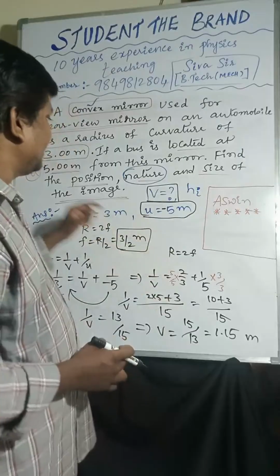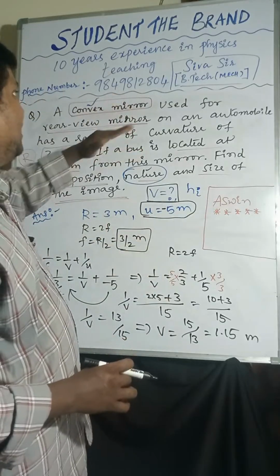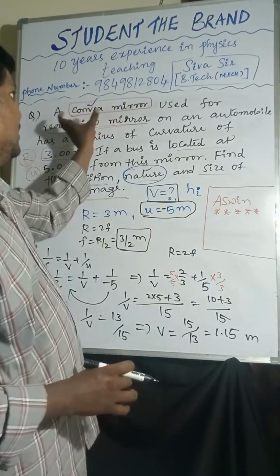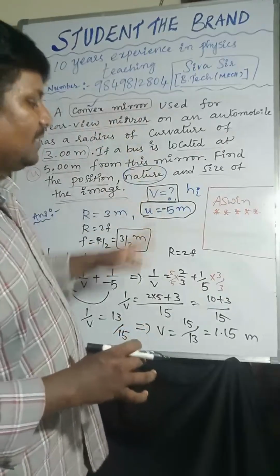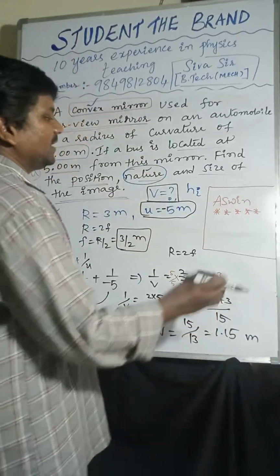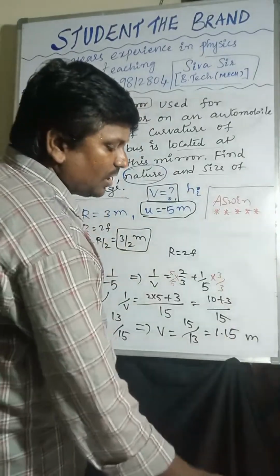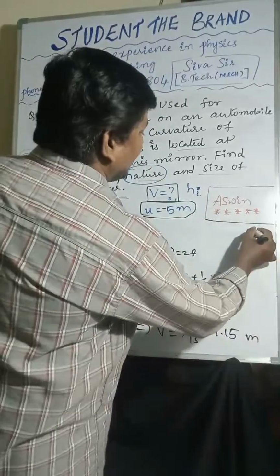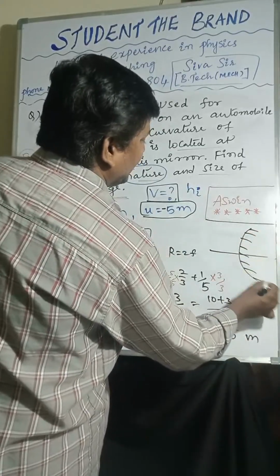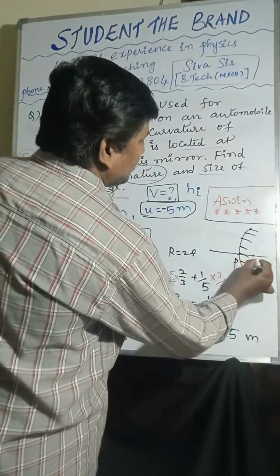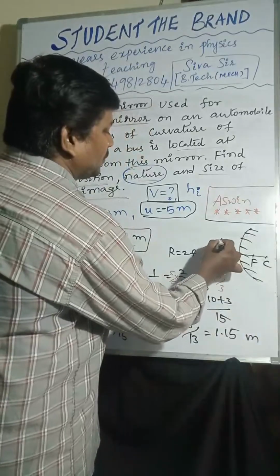How to check? See here, I am taking a convex mirror. Whenever you see the words convex mirror, immediately you should get the idea of the diagram. By knowing the diagram itself, you can understand, so half of the problem you can do in your mind, in an easy, simple way. So the first one we are taking, anyway, two cases are there.